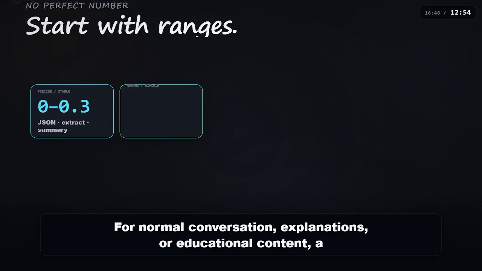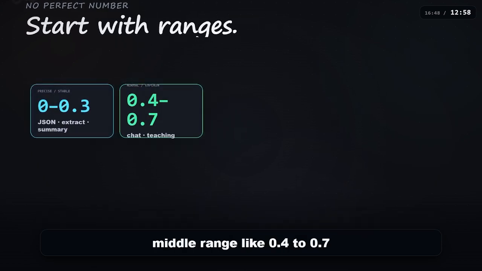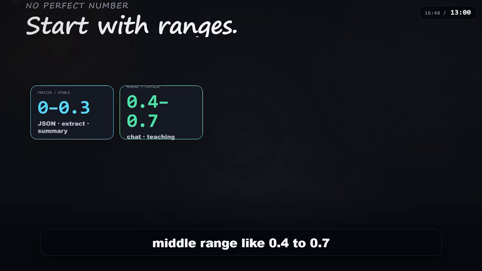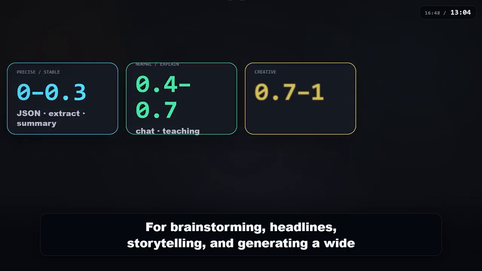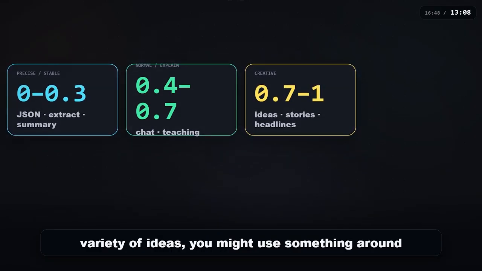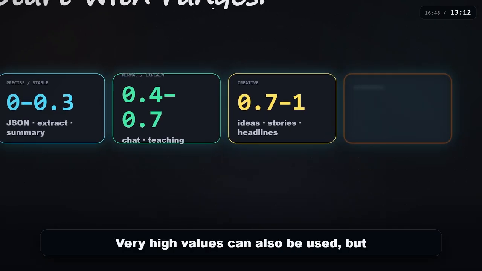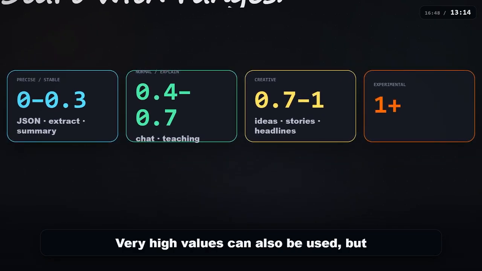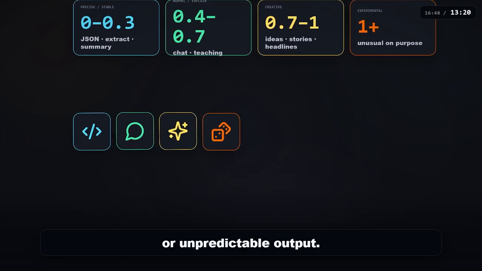For normal conversation, explanations, or educational content, a middle range like 0.4 to 0.7 is often reasonable. For brainstorming, headlines, storytelling, and generating a wide variety of ideas, you might use something around 0.7 to 1. Very high values can also be used, but usually only when you intentionally want experimental, unusual, or unpredictable output.